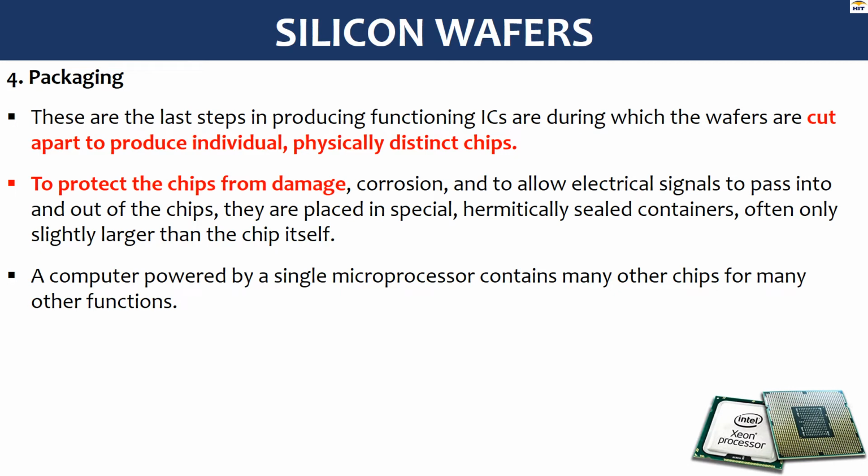So this is the last step in producing your functional ICs, in which the wafers are now cut apart to produce individual, physically distinct microchips. Packaging is basically to protect the microchips from damage during the transportation stage.